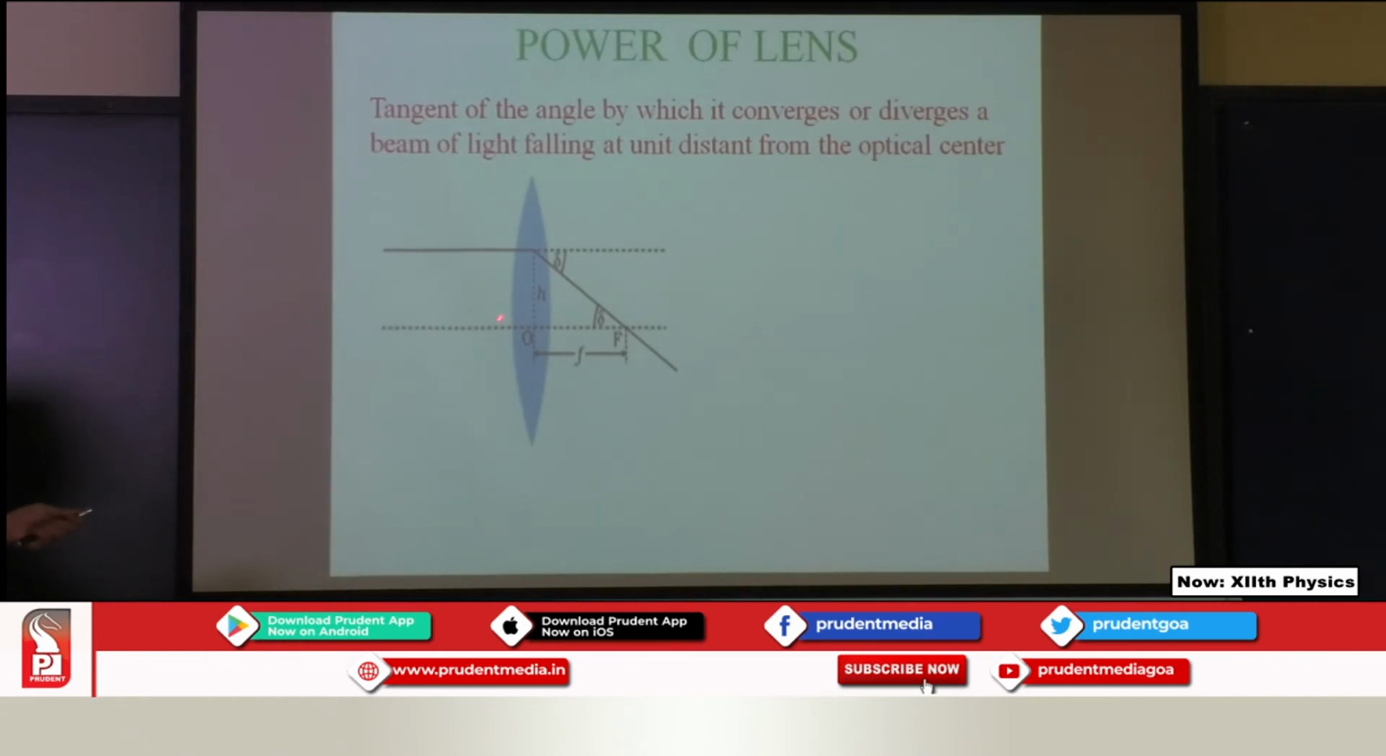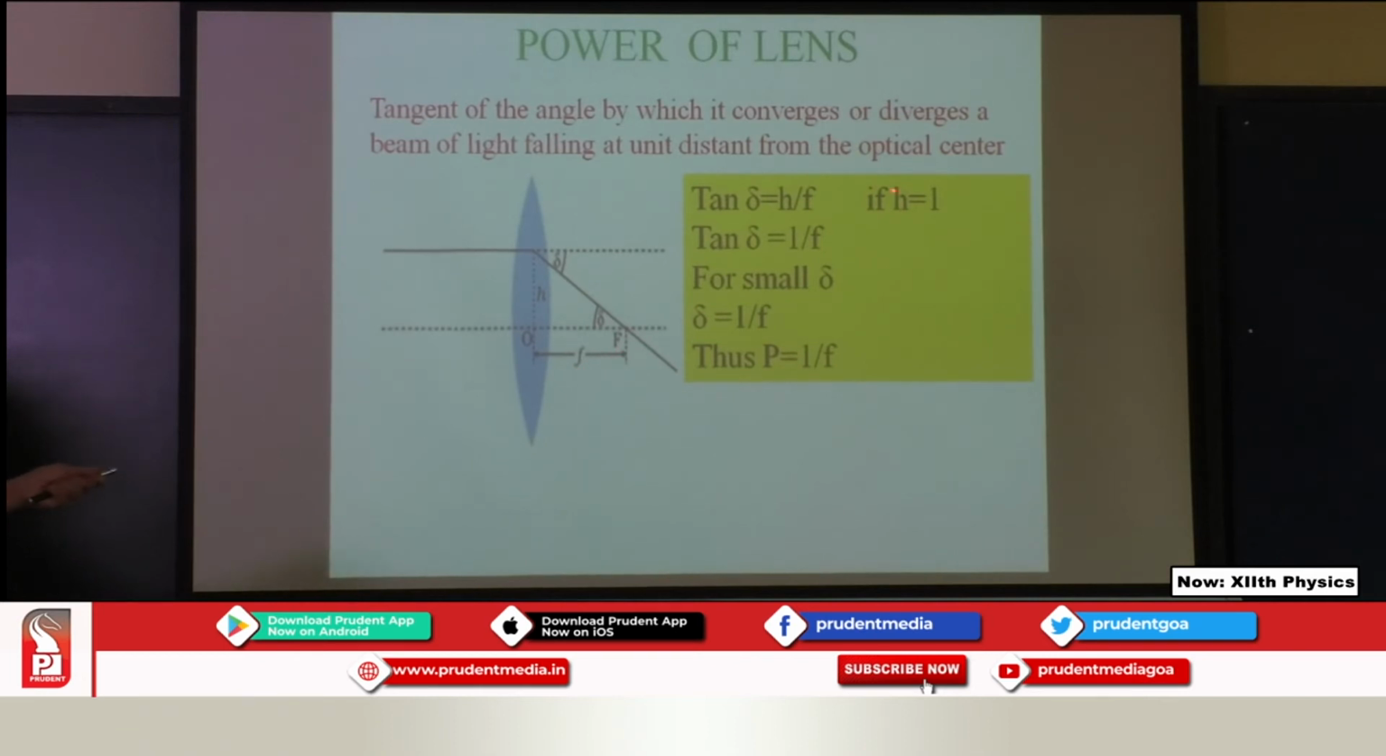So, what the lens has done, lens has converged the ray by how much? By this much of angle. So, this is the del. If this is the del, we know that this is also the angle del. So, let us take tan of del, we know it will be h upon f, f is the focal length. If h is 1, because we are talking about the unit height, what will remain is 1 by f.